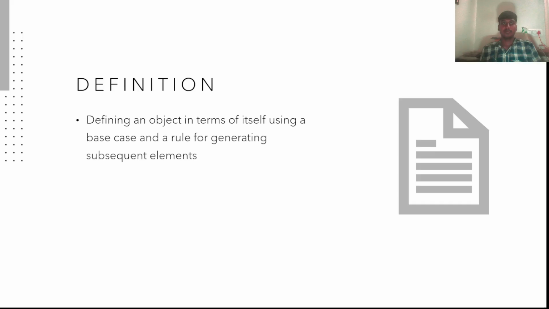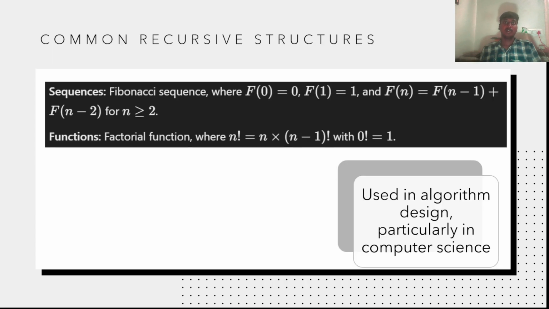Recursion definition. Definition: defining an object in terms of itself using a base case and a rule for generating subsequent elements. Common recursive structures. Sequences: Fibonacci sequence, where f of 0 equals 0, f of 1 equals 1. And here this is an important formula: f of n equals f of n minus 1 plus f of n minus 2 for n greater than or equal to 2. So this is an important formula which must be kept in mind for VTU examinations.